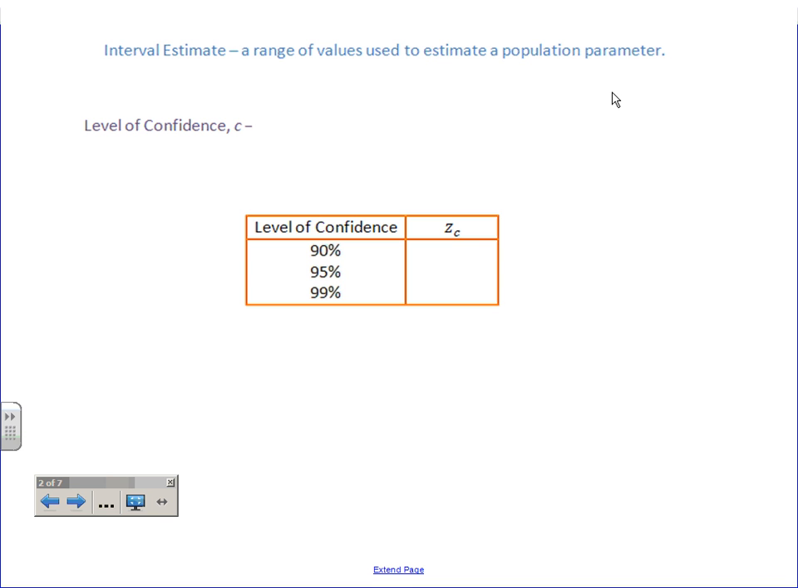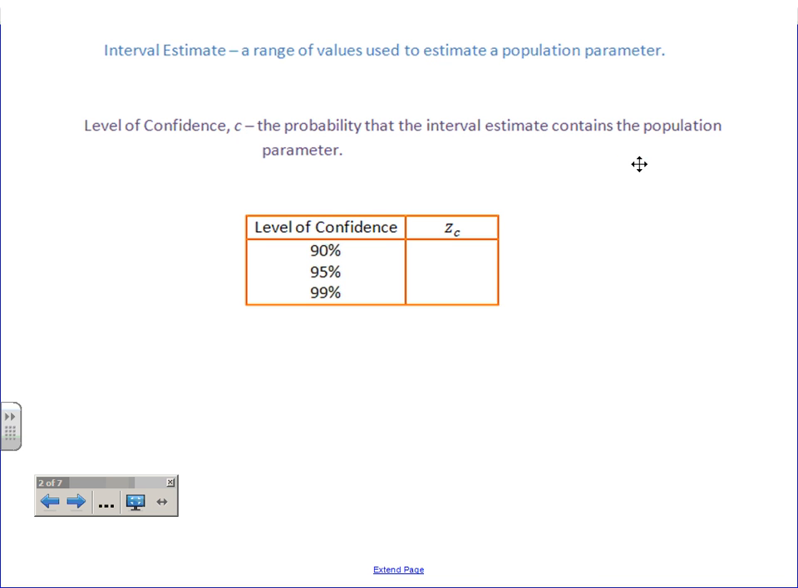Your level of confidence. So how confident are you? Here's the big three right down there, 90, 95, and 99% confident. Obviously, you could go any confidence interval you wanted to because you have that little Z table that you could figure out what percentage you need. But level of confidence will be notated with a C like that, a little italicized lowercase c kind of thing.